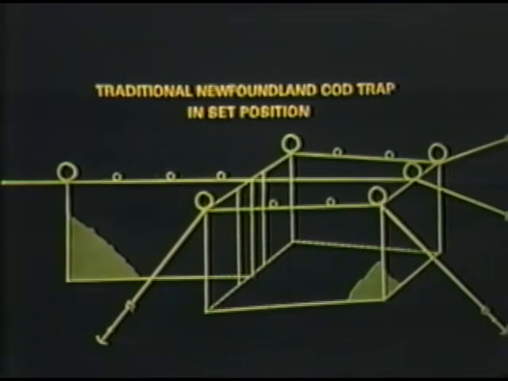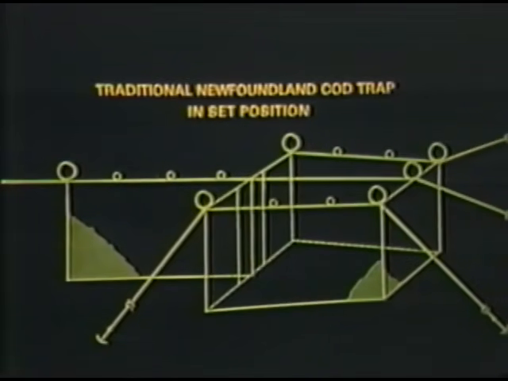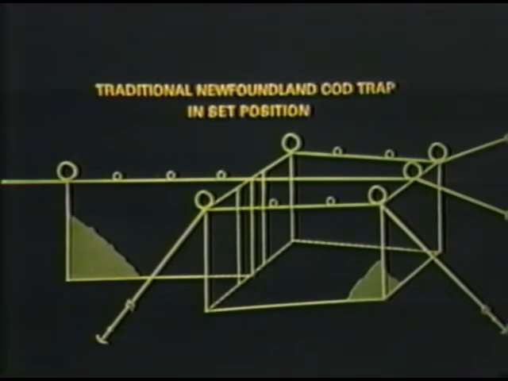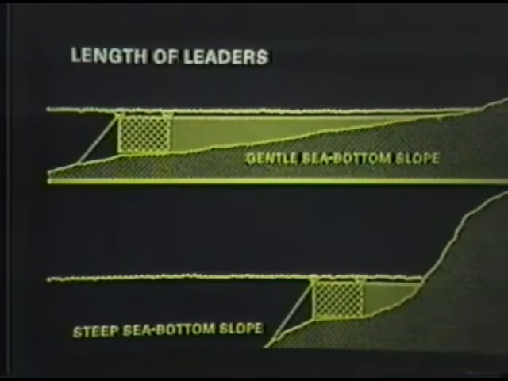When set, the bottom of the leader and the trap itself rest on the sea bottom. The top of the trap might be at the surface of the water or as much as 4 or 5 fathoms below the surface. All traditional cod traps were alike, except in size. Size differences were developed by fishermen in response to local water depth, sea bottom, tide, and wind conditions. The greatest differences are in the length of leaders, which generally range from 30 to 100 fathoms long. Leader length is determined by sea bottom slope. The gentler the slope, the longer the leader required to get the trap far enough offshore to sink it.